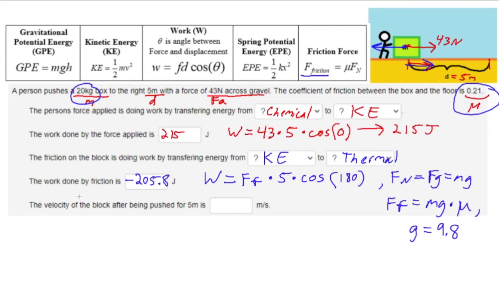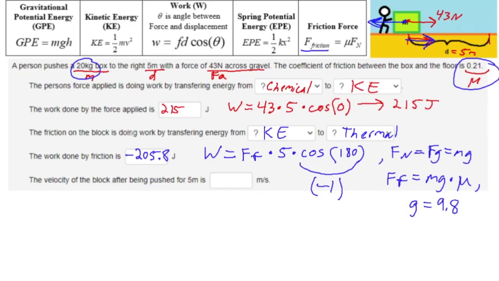205.8. And work that is done by friction will always be negative because friction always acts in the opposite direction of motion. Another way I knew it was negative is because my cosine 180 here is equal to negative 1. So that means that the work done by friction will always be negative if, and this is always the case though, but if the displacement of our object is in the opposite direction of the force, just like here. Force points to the left, displacement points to the right.